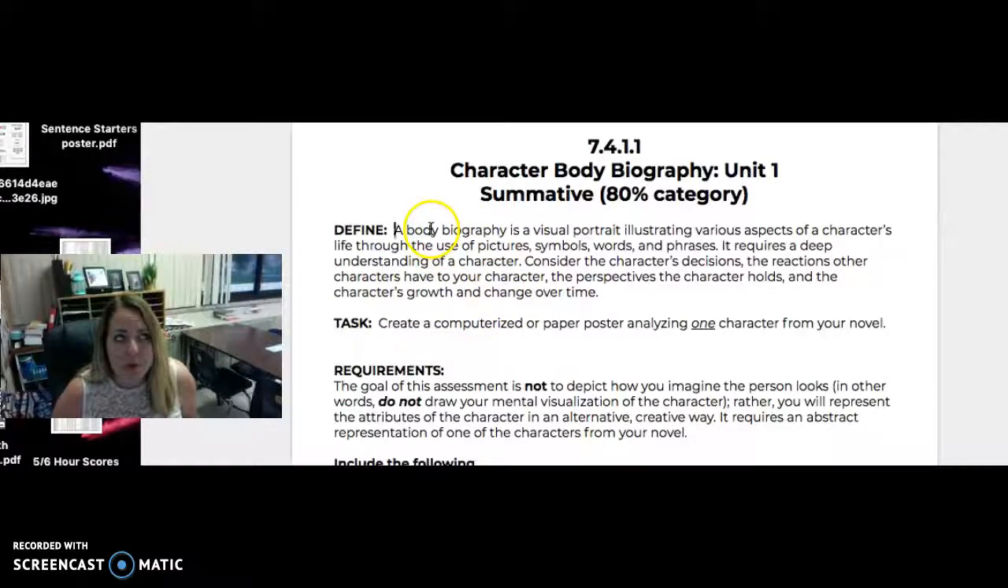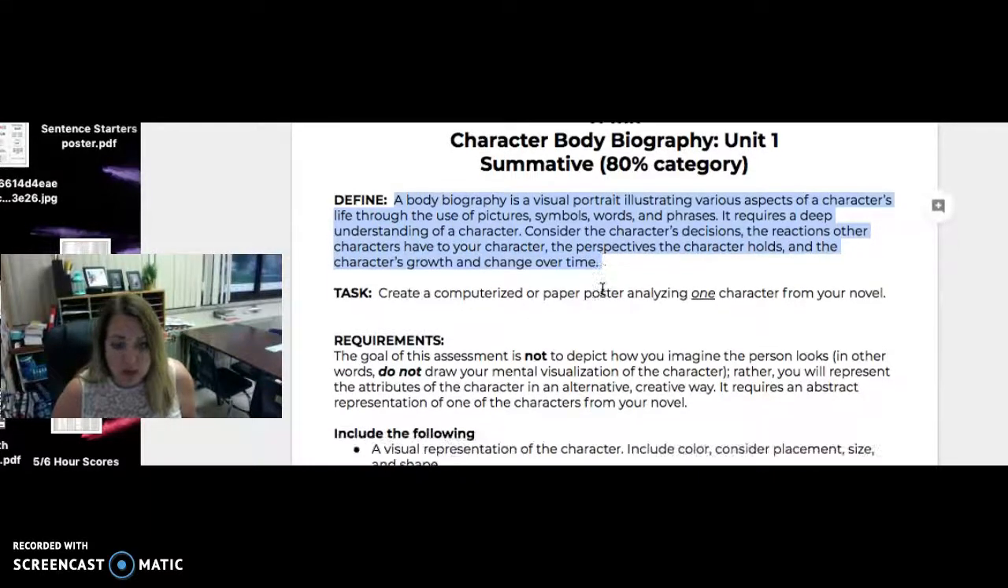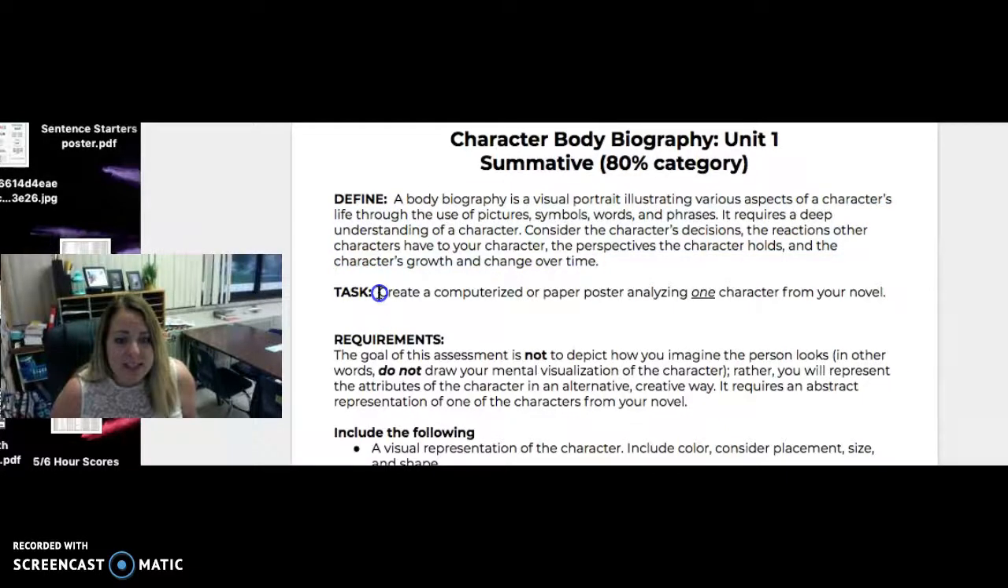So before I would do anything else, I really have to have a character that I study and get to know well. Then my task is to create a computerized or paper poster analyzing one character from your novel. Which novel? Ooh, that's a question I have. I got to remember that. Maybe I'll make a note here on my Post-it or on scratch piece of paper, and then I can put it into that Padlet later on, right?